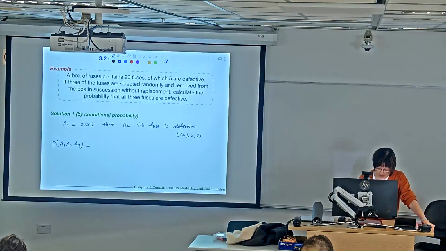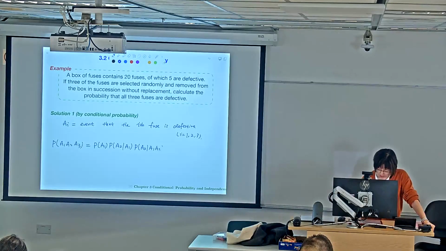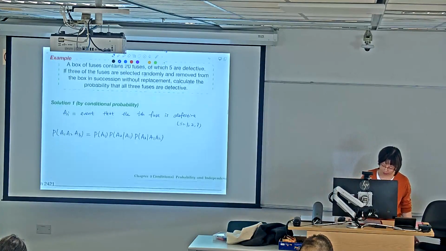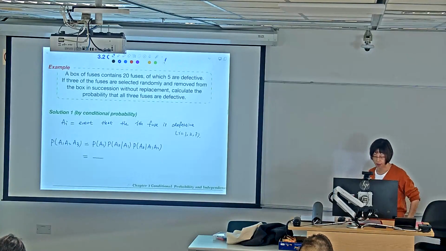Usually we apply it in terms of the order of the events. So we use this as the probability of the first event times the probability of the second event given the first event has occurred. Then the probability of the third event given the first two events have occurred. Then let's plug in the probability of these events.